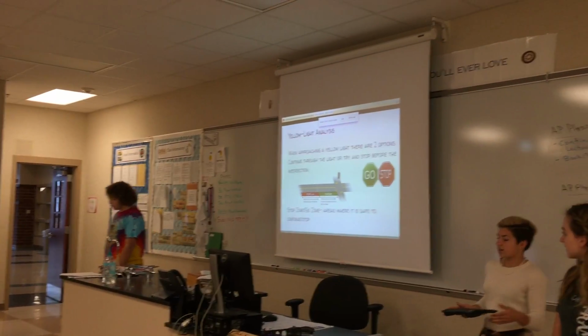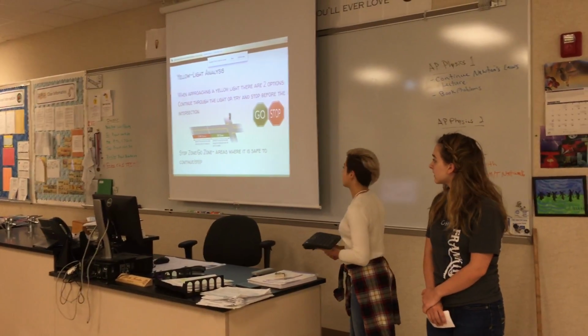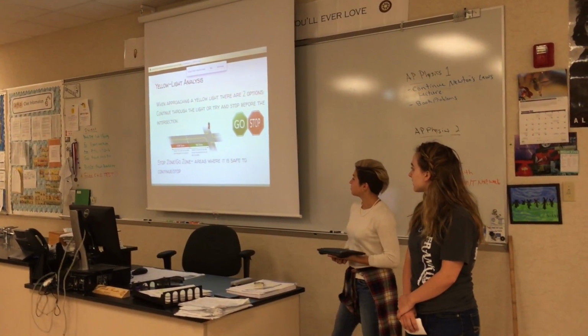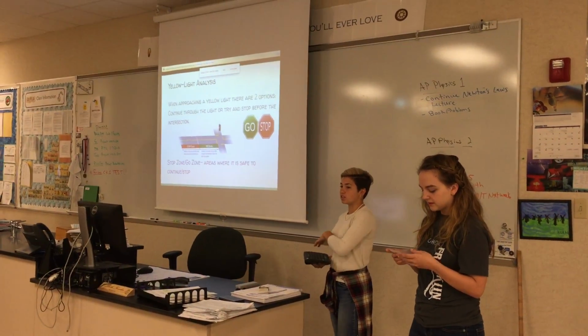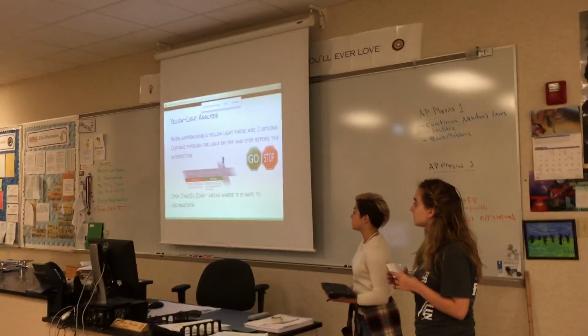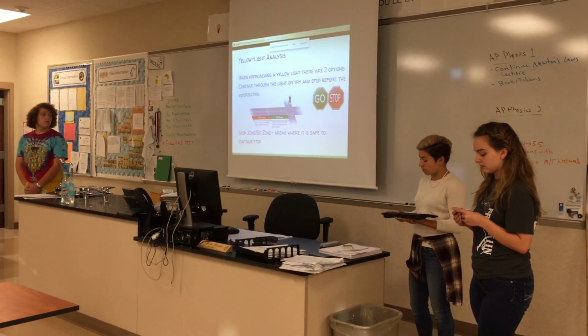Right, and also we have yellow light analysis, which is when you're coming to a yellow light and you have 2 choices. You can either go through the light or you can stop. They're set up so that you have a go zone where it is safe to continue driving, and where stopping, you probably wouldn't be fast enough to stop. And then there's the stop zone, which means you can safely stop before the intersection.